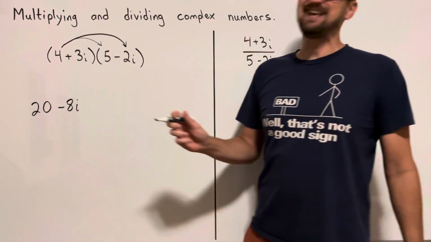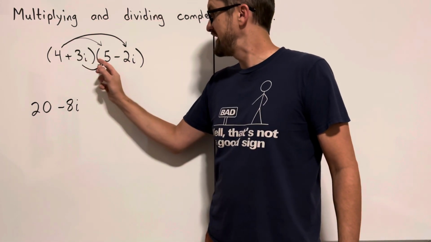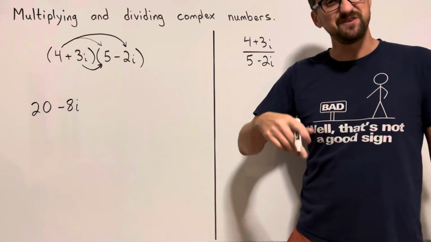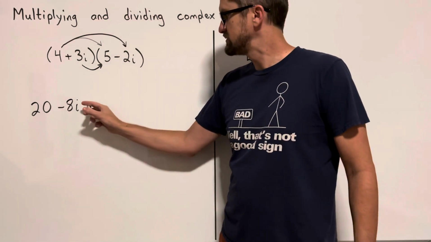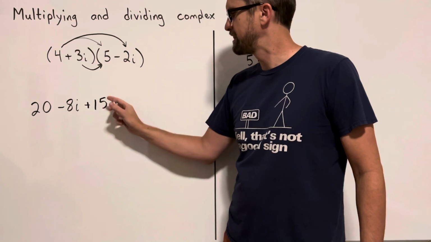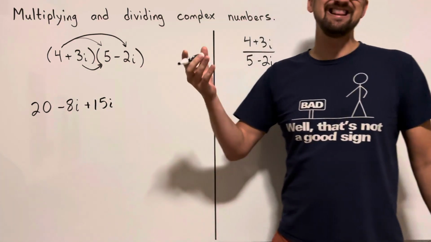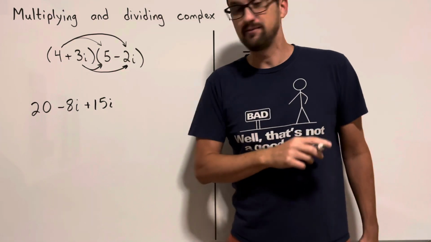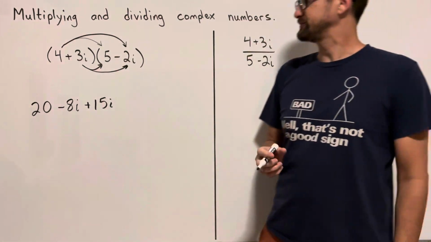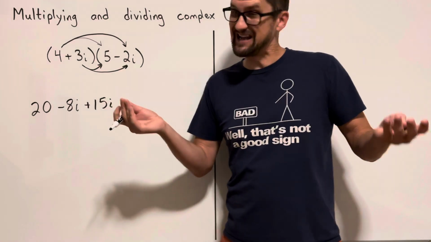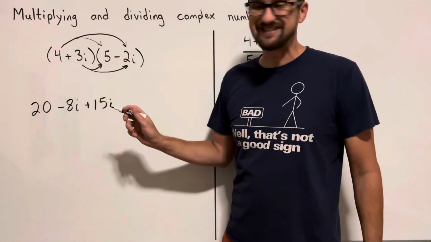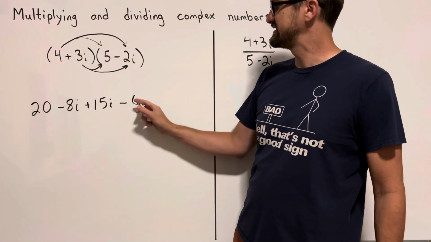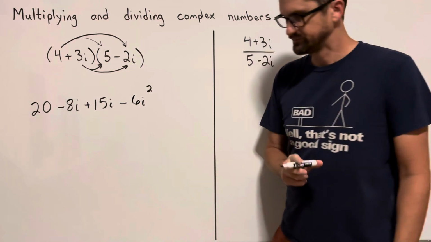And then you're going to do the inner, 3i times 5 is 15i. So we have a plus 15i. And then you're going to do the last two terms multiplied, 3i times this negative 2i. Now i times i is i squared, and 3 times 2 is 6. So this is going to be a minus 6i squared.